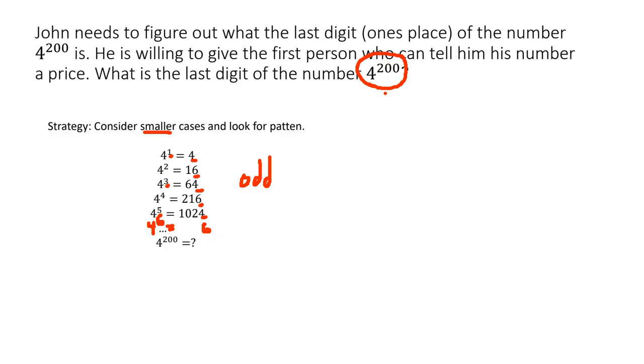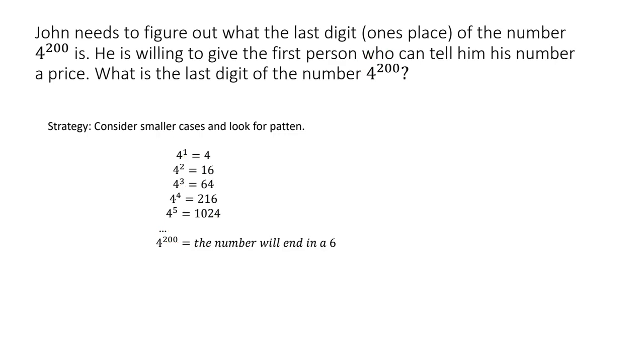So we have 4 to the 200. So we need to figure out, is 200 even or is 200 odd? So 200 is even. Therefore, this number should end in a 6, okay? Since it is even, the number will have a 6 in the ones place. That's what it means by ones place. It's basically what is that last number, okay? And so again, the strategy here is if something looks very complicated, try to look at a smaller case.